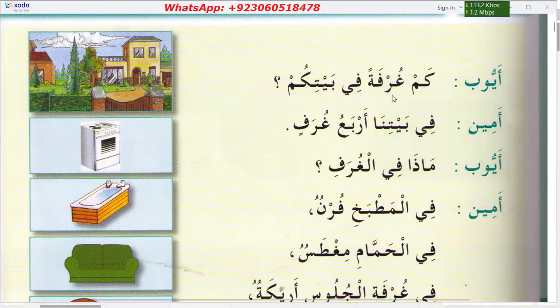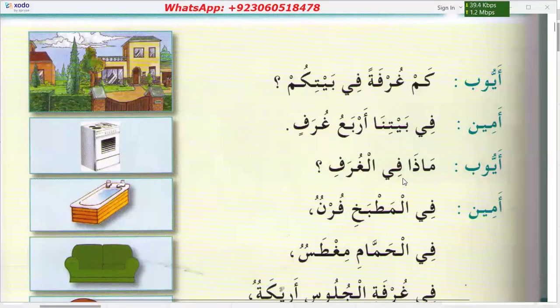Kam, how many, with the translation. Ghurfatan, rooms. Fi baitikum, your house. How many rooms are in your home? Fi baitina, at our home, arbao ghuraf. At our home, there are four rooms.